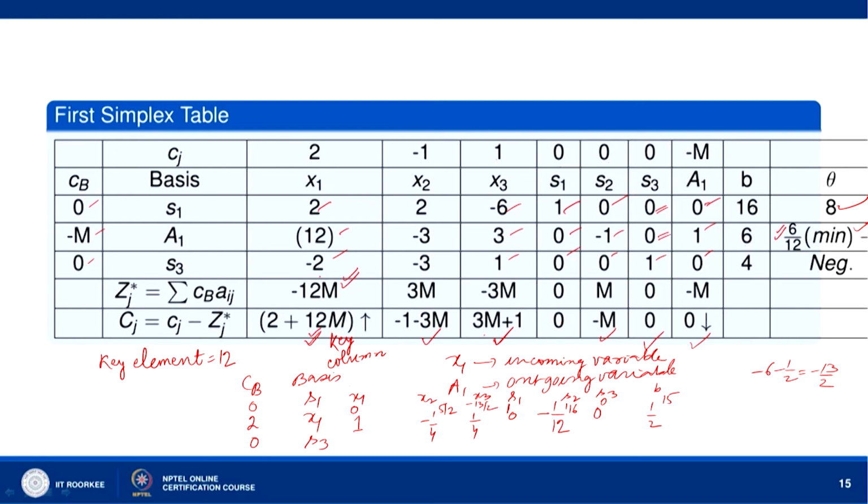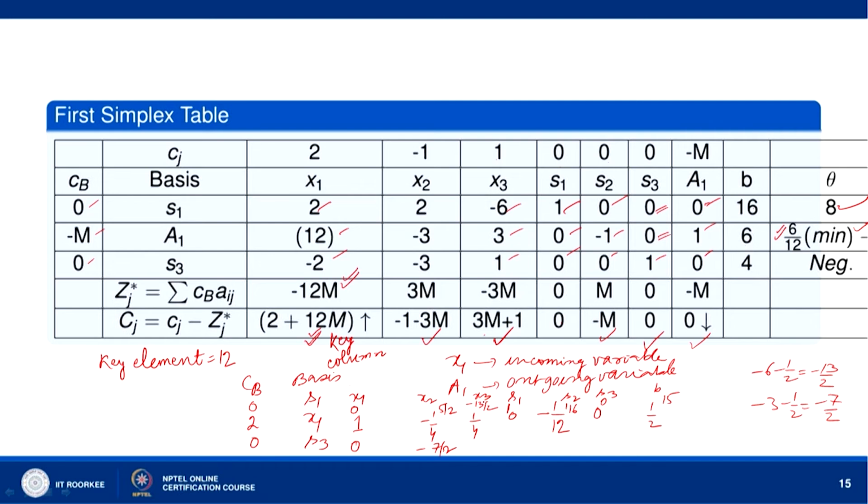And then this minus 2 also has to be made 0. So, we multiplied by 2 and added to the third row. So, this becomes 0, we multiplied by 2. So, we get minus half, we add to minus 3. So, minus 3 minus half, we get minus 7 by 2. So, we get minus 7 by 2, and we will have to now go to x 3.